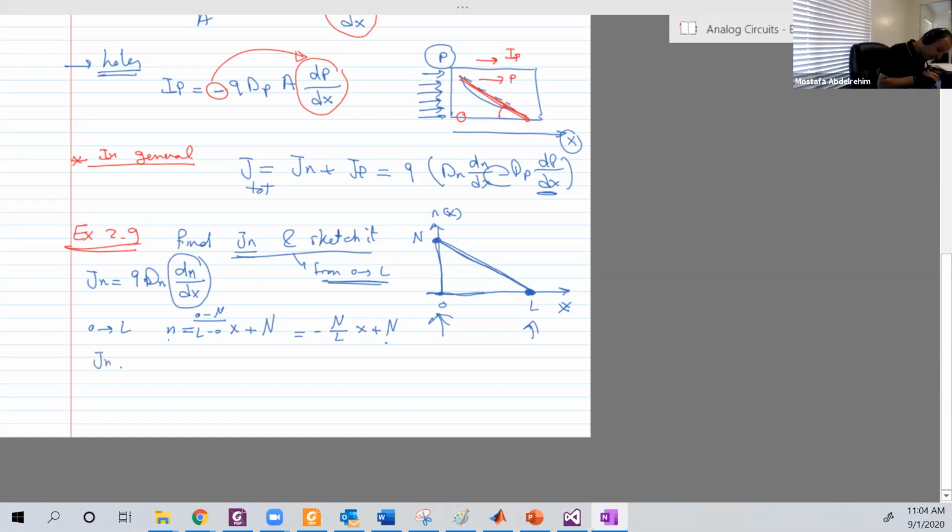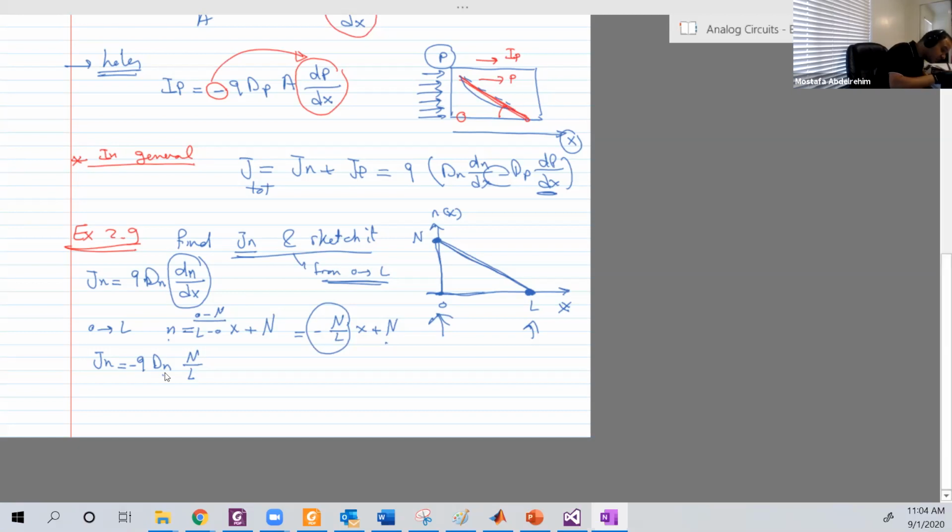So Jn is equal to Q Dn dn by dx. And now what is dn by dx? This guy: minus n over L. And let's have here a moment. This is a constant, right? So n here, we assume it's a constant in this example. Dn is a constant for the material. I will give you in a moment the value for silicon, for example. And q is a constant.